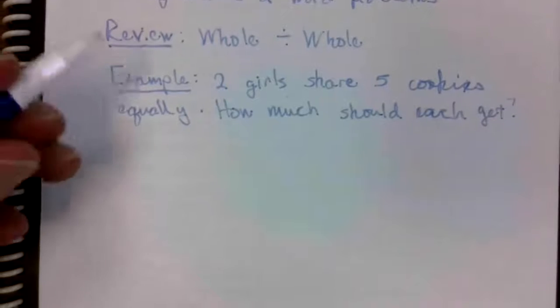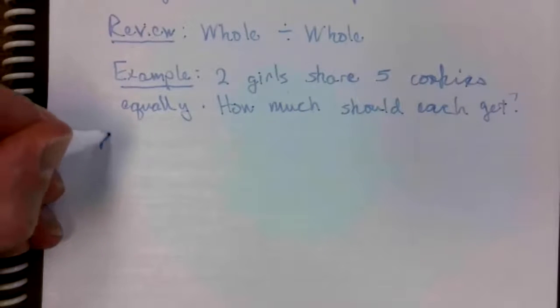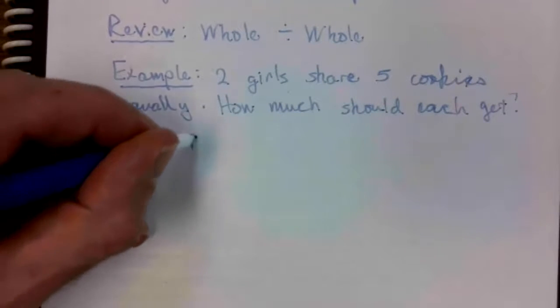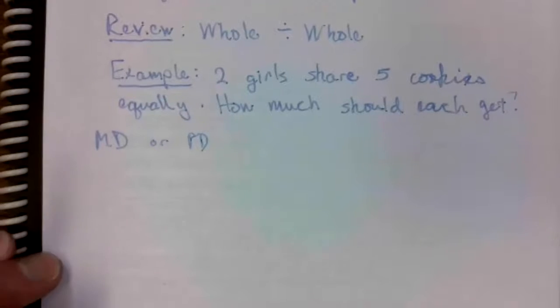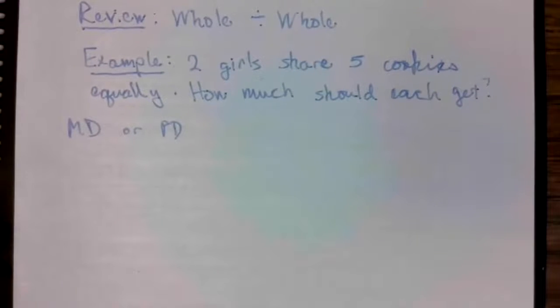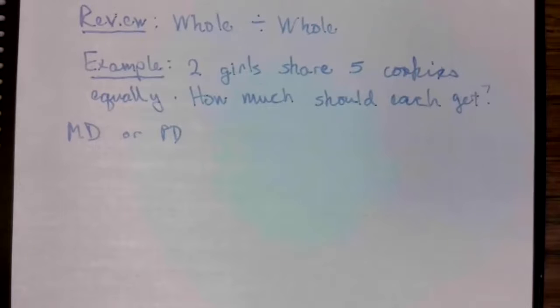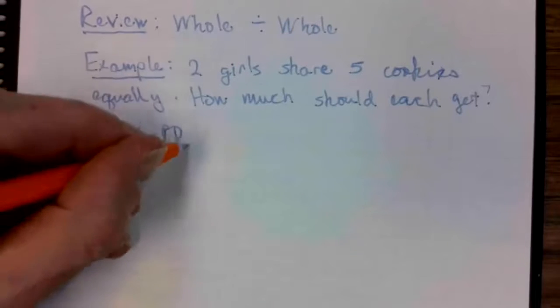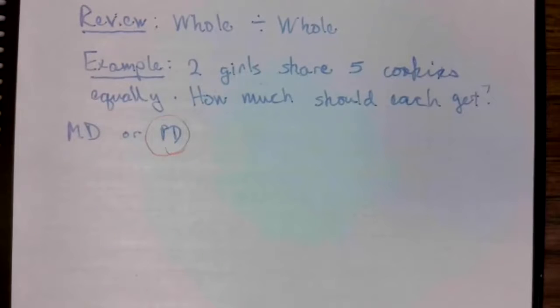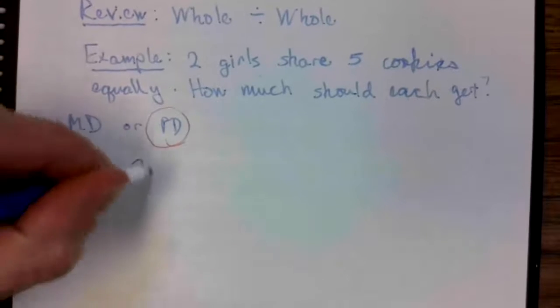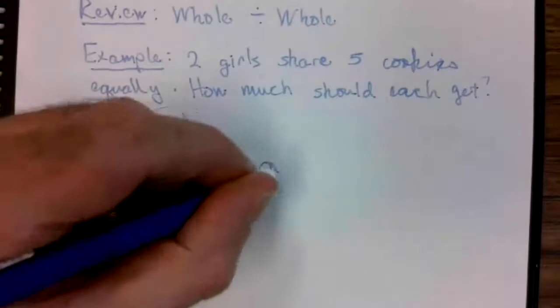Okay, so the first thing I want to do is classify this. Is this a measurement division problem or a partitive division problem? Okay, partitive. How'd you pick that out so quick? Okay, so there's 2 of them, right? So we have 2 kind of collections. We're going to break whatever we have into 2 parts. 2 girls sharing the cookies. Now the question is, well, what do we have? We have 5 cookies. 1, 2, 3, 4, 5.